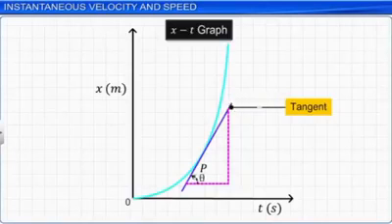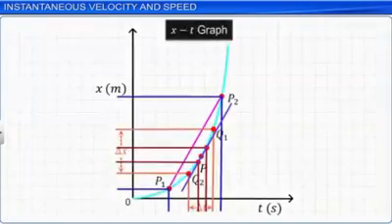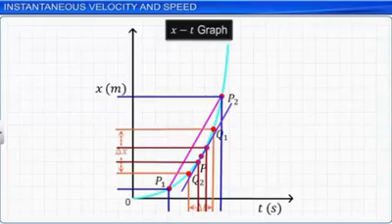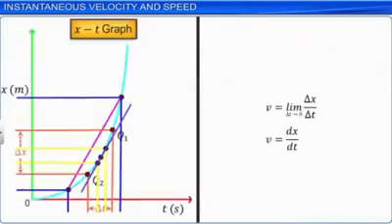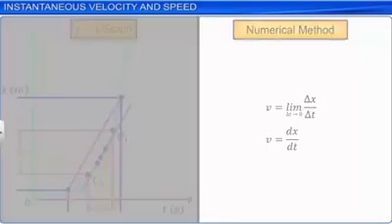This graphical method of finding the instantaneous velocity at any point is cumbersome. Therefore, we generally use the numerical method using calculus for finding the instantaneous velocity at any point. Let's solve a problem using this numerical method.